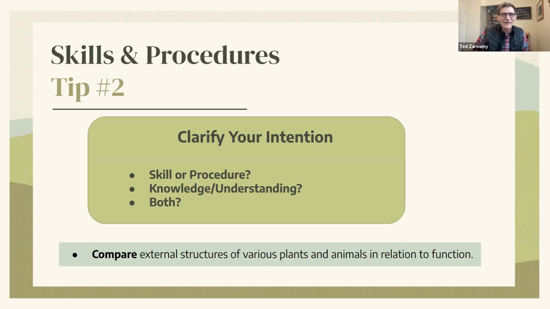Because we're going to have to clarify your intention of what you want to do with these things. If you know it's a skill and not just a stating thing, then what you want to do is separate the skill part from the knowledge part of the statement. If we take a look at one of the skill statements in this unit, it states compare external structures of various plants and animals in relation to their functions. Well, there's a skill part, compare, and then a knowledge part, something that they need to know: plants, animals, function, external structures. So we want to separate them out.